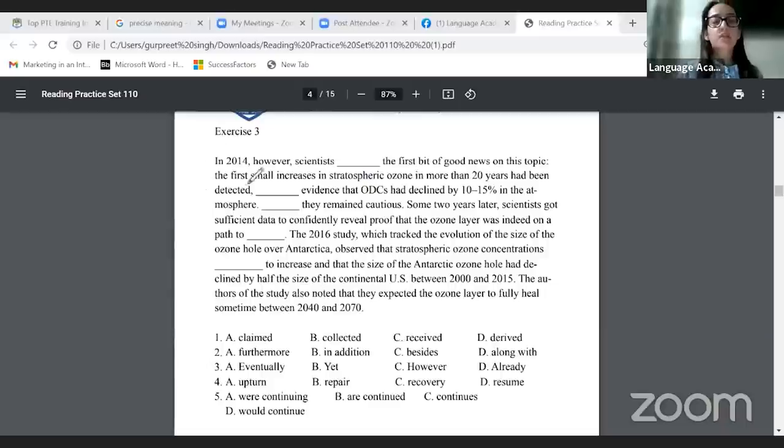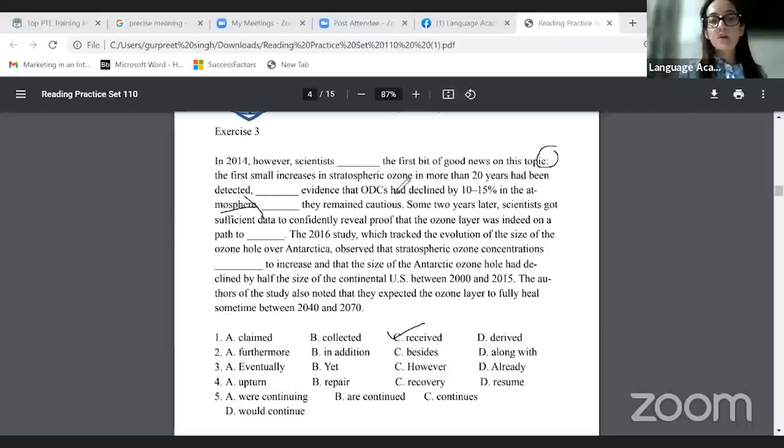Manisha. In 2014, scientists dashed the first bit of good news on this topic. So scientists would be receiving good news on this topic, because when you read ahead, you come to know what the topic is and what the good news is. The first small increases in stratospheric ozone in more than 20 years had been detected. Scientists are the people who continue to study things, so there would be a group of scientists studying the hole in the ozone layer. They are saying that in 2014, they finally got good news out of their observations, that the increases in the stratospheric ozone had been detected, which means it's going to improve. Dash, evidence that ODCs had declined by 10 to 15% in the atmosphere.